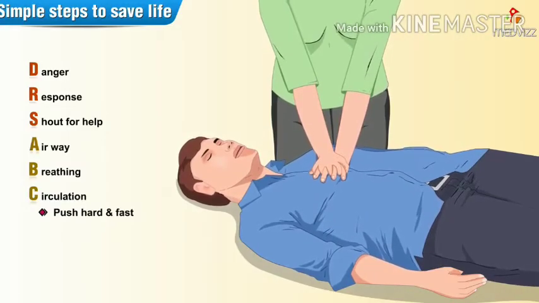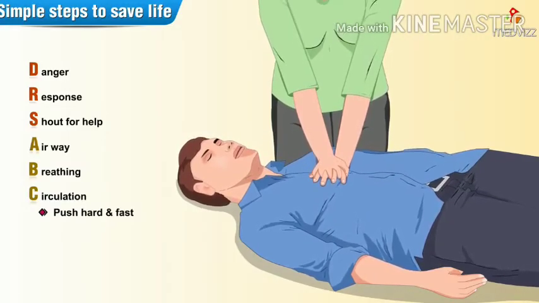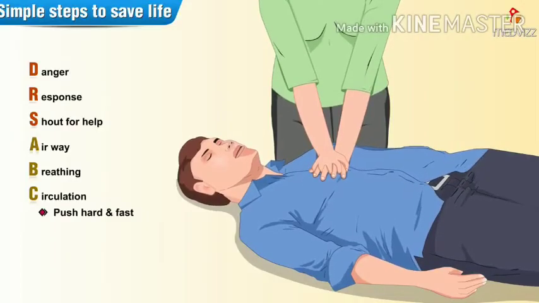Fast means around 2 times every second. And hard means that the chest needs to go down by about 5 centimetres. This might sound a lot, but you do need to push hard for it to be effective.